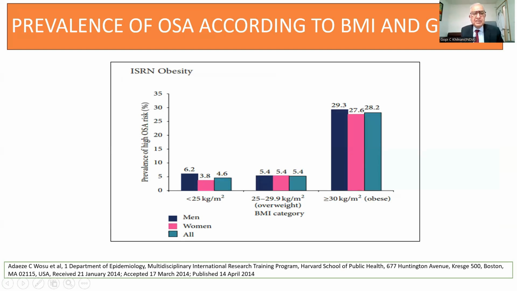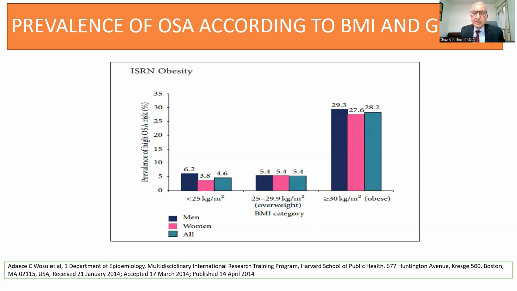Now, if your BMI is less than 25, then the chances of having obstructive sleep apnea are less than 5%. If the BMI is 25 to 29, which is called overweight, it is a little more than 5%. However, if the BMI is more than 30, then there is almost a 30% chance, both in males and females, that there will be obstructive sleep apnea, which can go up to 90% if the BMI is something like 45 and 50.